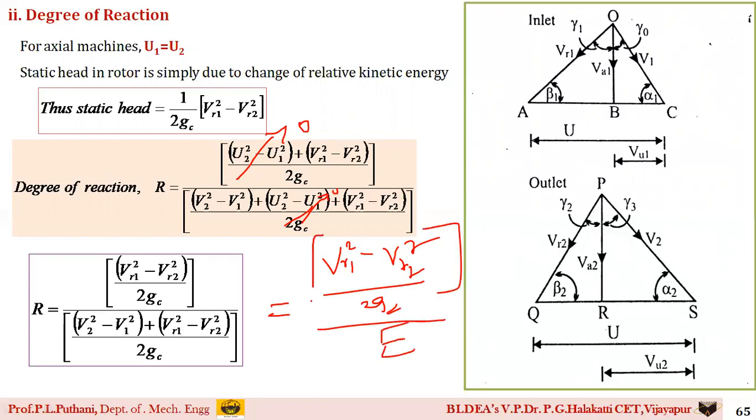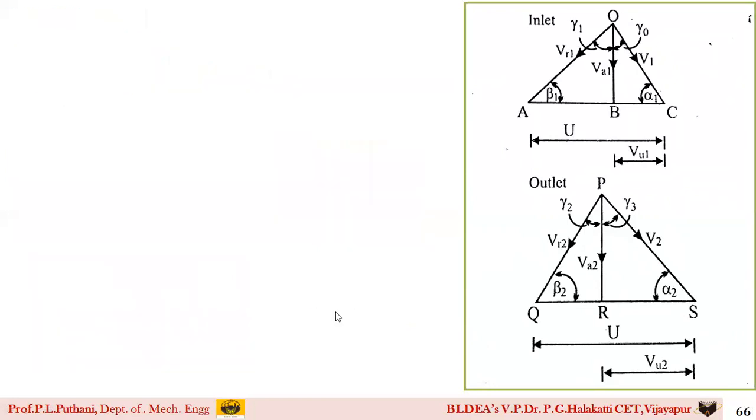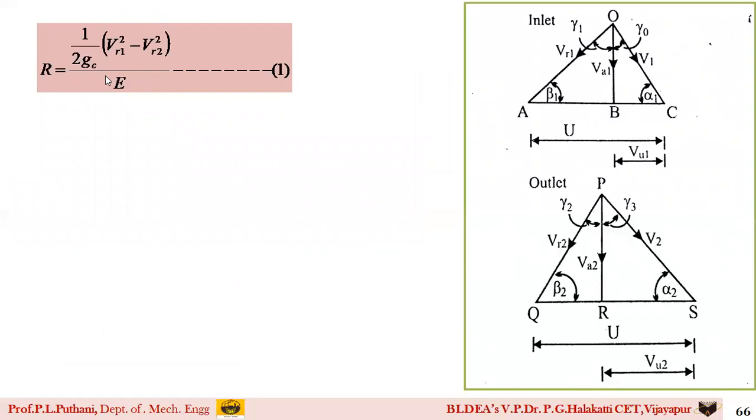Whole divided by E, as here the axial velocity components become equal to one another. So therefore, R is equal to, I can write in this form as I said, 1 by 2gc (VR1 square minus VR2 square) by E. Now what we need to find out is, please observe this equation 1 carefully. In this equation 1, we have to find out the value of VR1 square minus VR2 square in the form of gamma 1 and gamma 2, or gamma 3, gamma 4. Sorry, gamma 1, gamma naught, gamma 2, gamma 3.